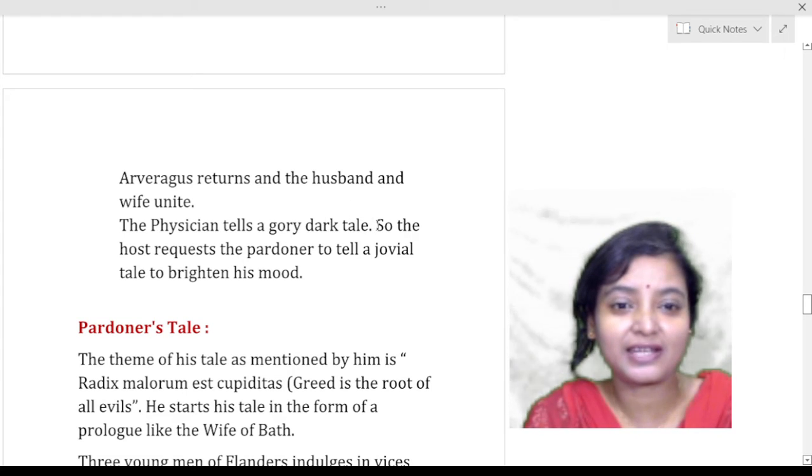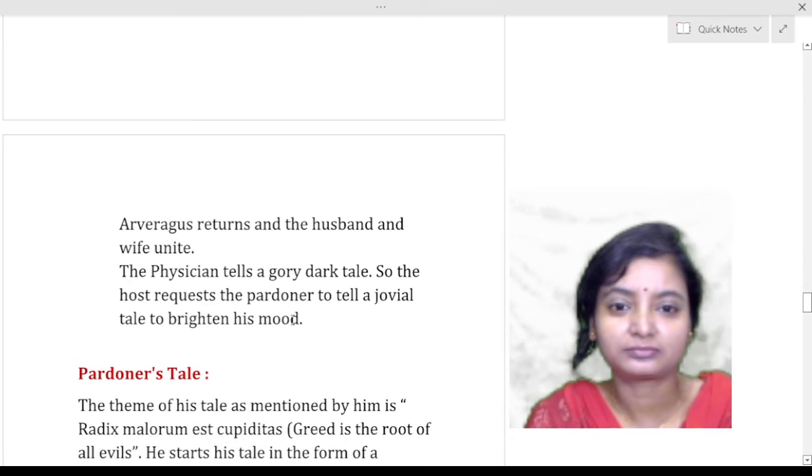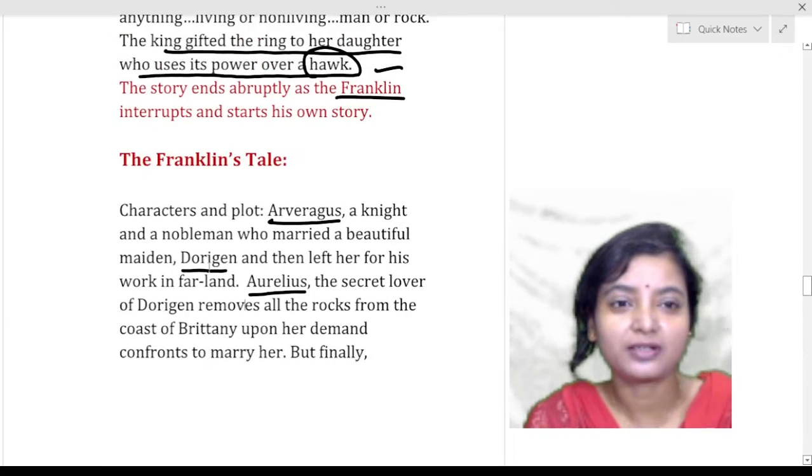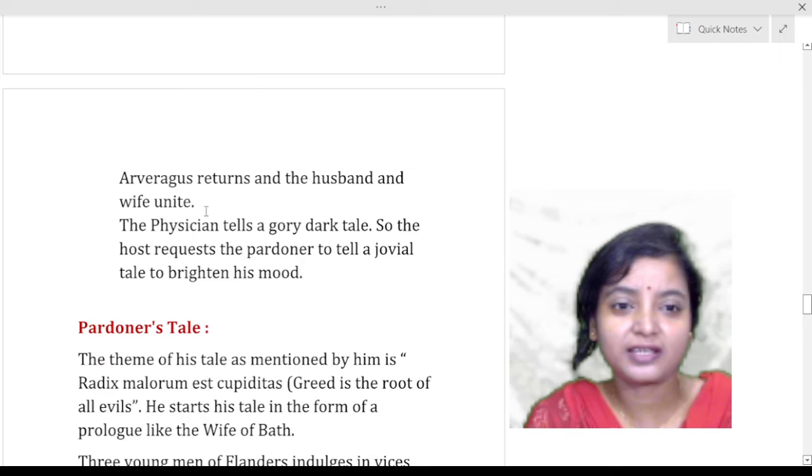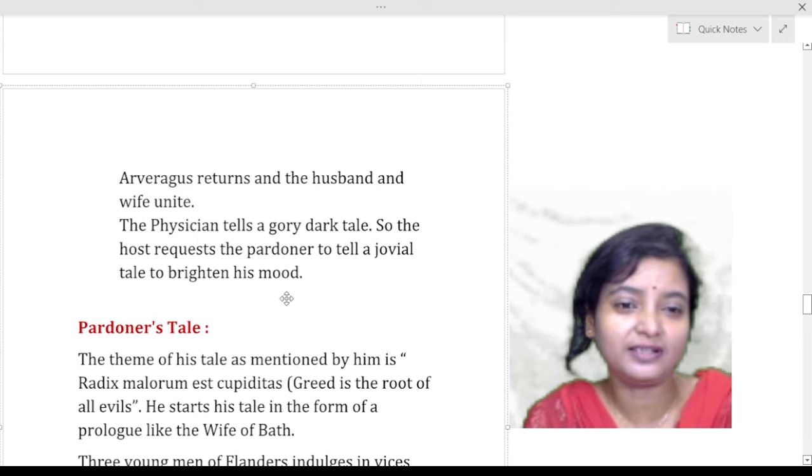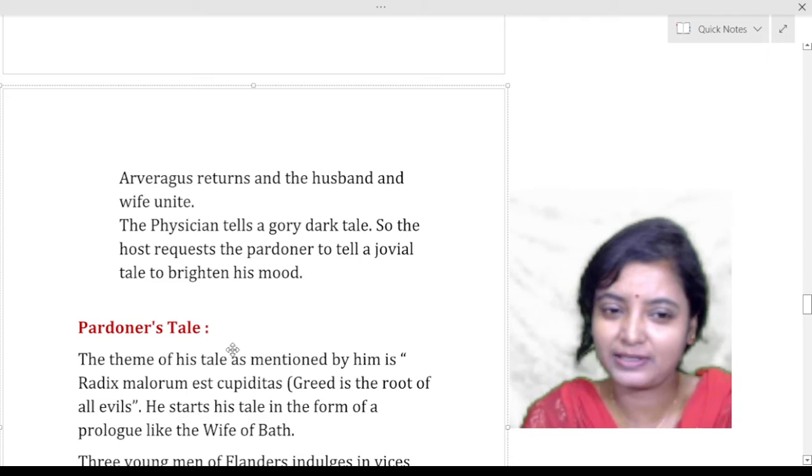The Physician tells a gory dark tale. So the Host requests the Pardoner to tell a jovial tale to brighten his mood. Okay. After the Franklin's tale, there is the Physician's tale, and as the Physician's tale was a gory dark tale, the Host requests the Pardoner to tell a happy, jovial tale.